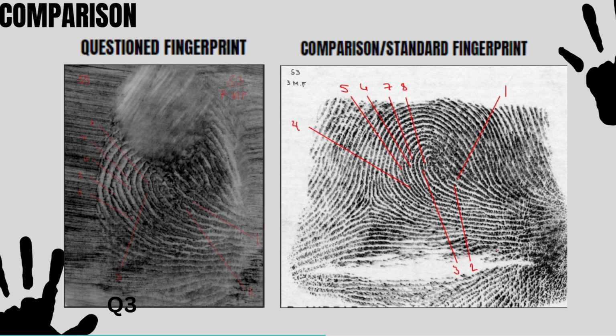After one ridge above the sixth point of comparison, we will see a spur, and we will count it as the seventh point of comparison. If we count 2 ridges below to the right, we will see the short ridge, and it is considered as the 8th point, and which is also the last point of comparison of the examined fingerprint.